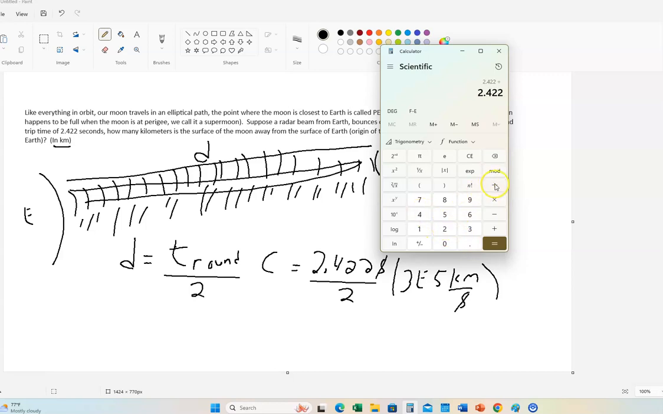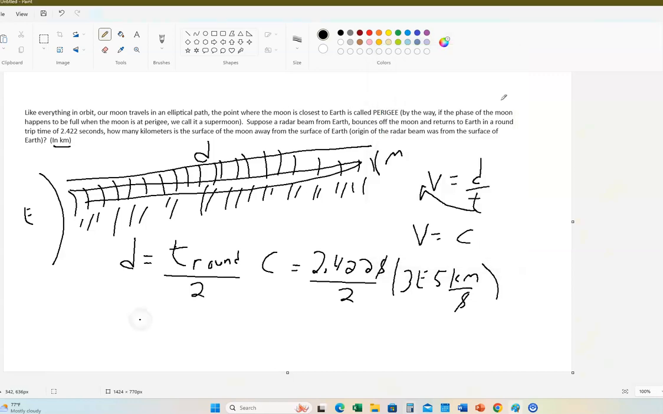All right, so it's going to be 2.422 divided by 2, and then times 3 times 10 to the 5th, kilometers, of course. All right, and so it's 363,300 kilometers. So D turns out to be 363,300 kilometers. All right, so that's perfectly fine.